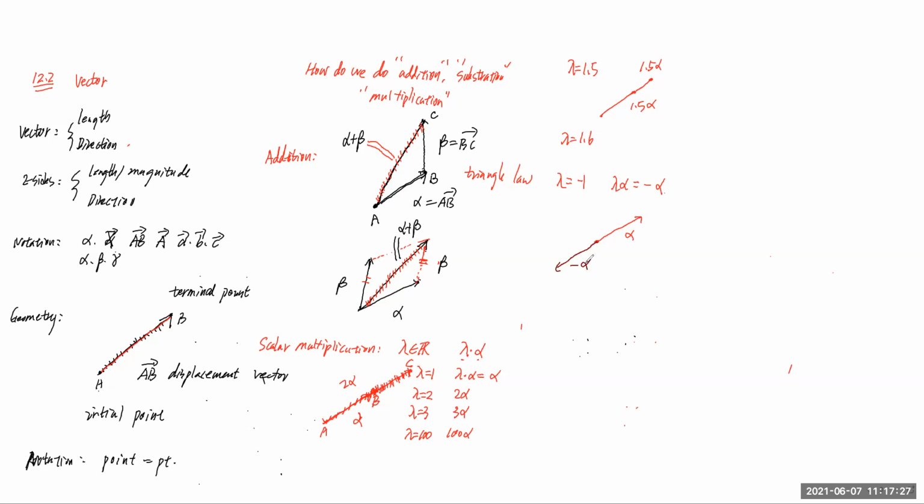This is negative alpha. After you know this, you can compute for any negative number, for example negative 2.5. So lambda alpha is negative 2.5 alpha. It's like this because you already knew how to compute negative alpha, and then by the same rule for the real number, you know how to compute this.